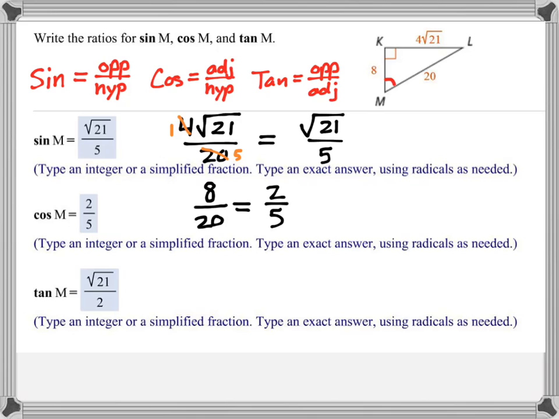Okay, the last one, tangent of m, and again m, this time it's opposite over adjacent. So my answer would be 4 times the square root of 21, which is my opposite, divided by 8. And again, this is a fraction I can reduce. If I'm ignoring the square root of 21 here and just dealing with the 4 over 8, that reduces to 1/2. And my final answer is square root of 21 divided by 2.